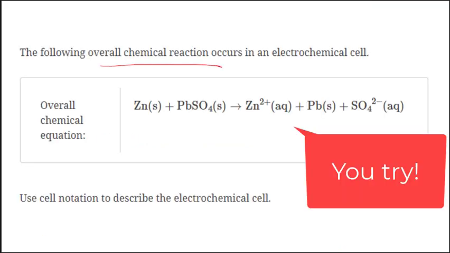Pause here and look at this overall chemical reaction. Use cell notation to describe the electrochemical cell. How did you do?